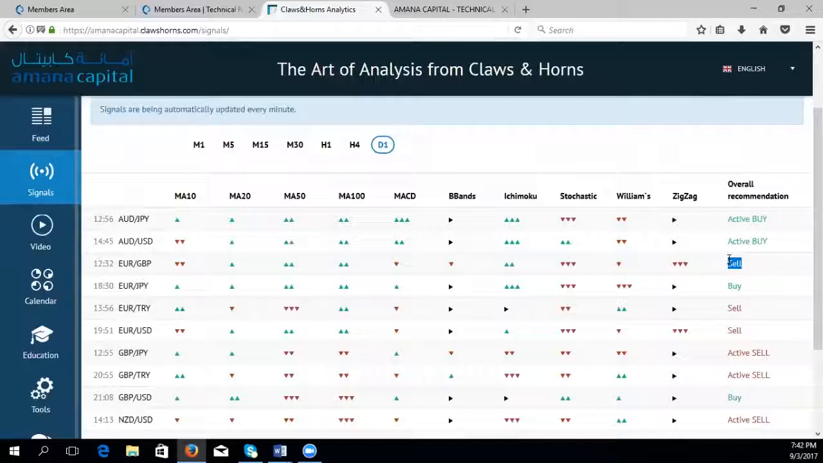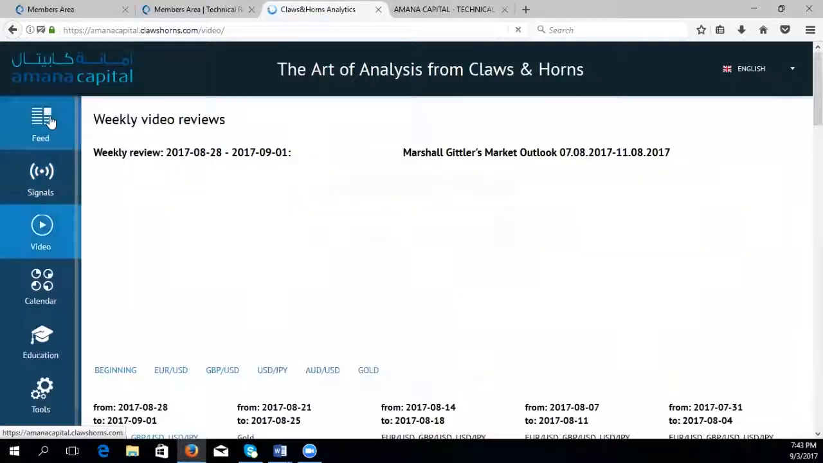So it depends on which time frame you're trading with. If you're trading with, for example, the 4 hours chart, it may give you different recommendations in this case. So based on the time frame you trade with, you can take a look at the signals in here.